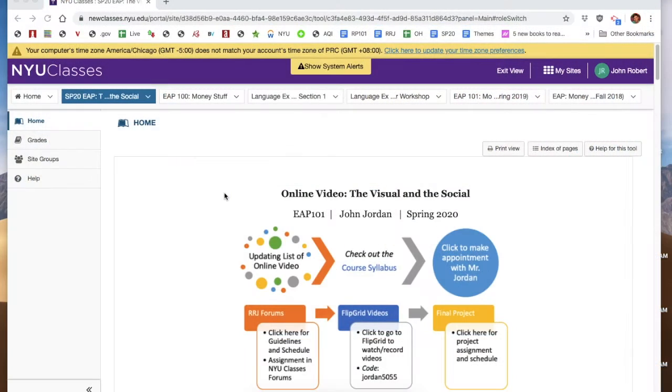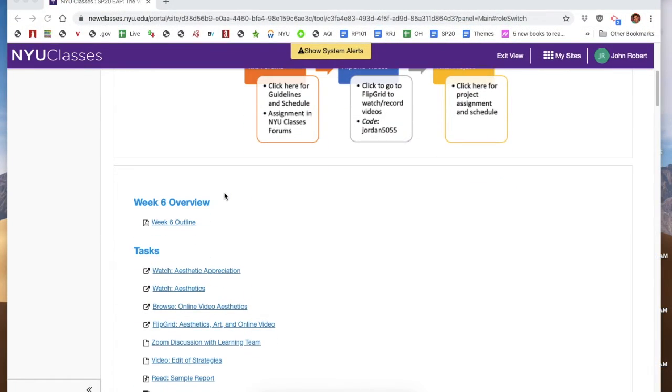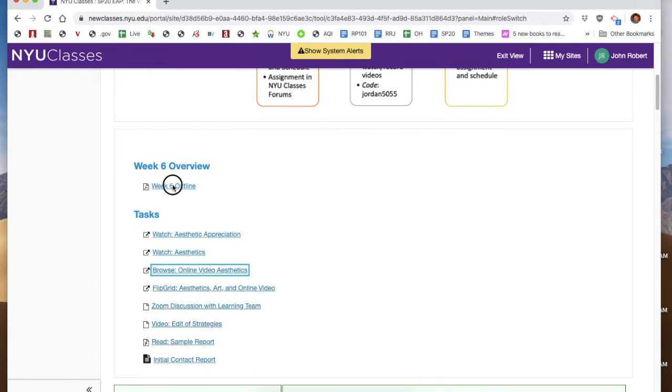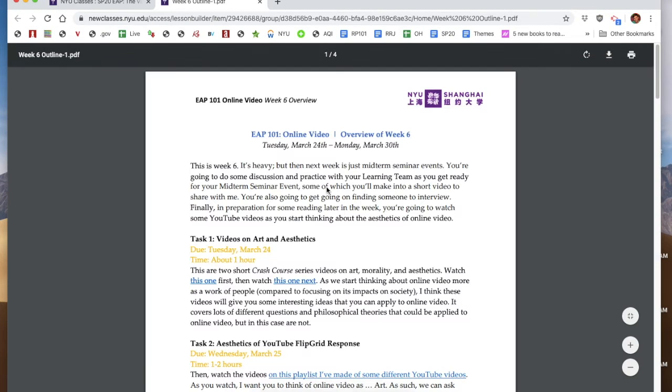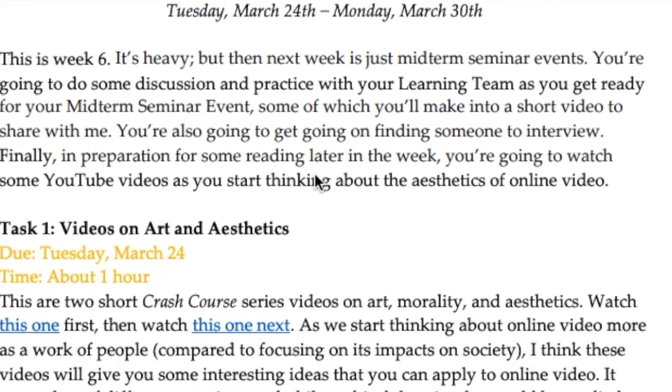week. As usual, the detailed instructions for what to do for that task and for all of the tasks are found here on the Week 6 outline. It's a bit heavy. Part of that is because it's a legislative day this week, but also because next week you're just going to be focusing on your midterm seminar events.